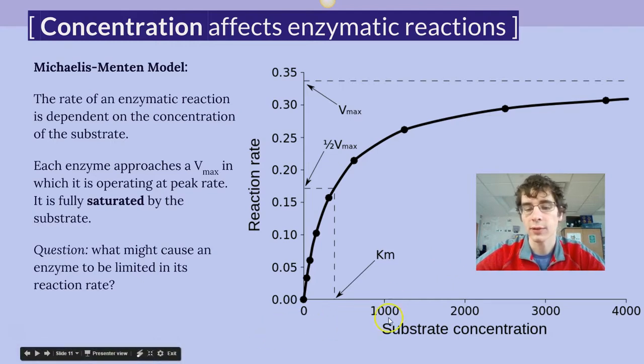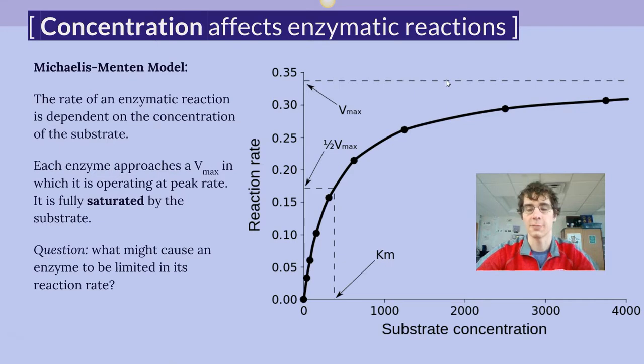As you increase the substrate, it's going to go up very quickly, but at a certain point it's going to start to flatten out. The reaction rate is going to start to flatten out because there is a limit to how quickly any specific enzyme can actually do the reaction.